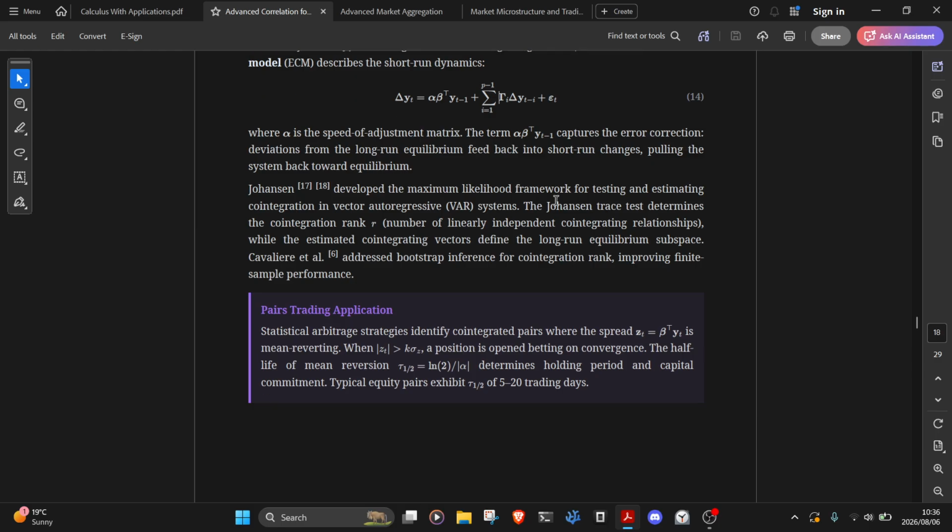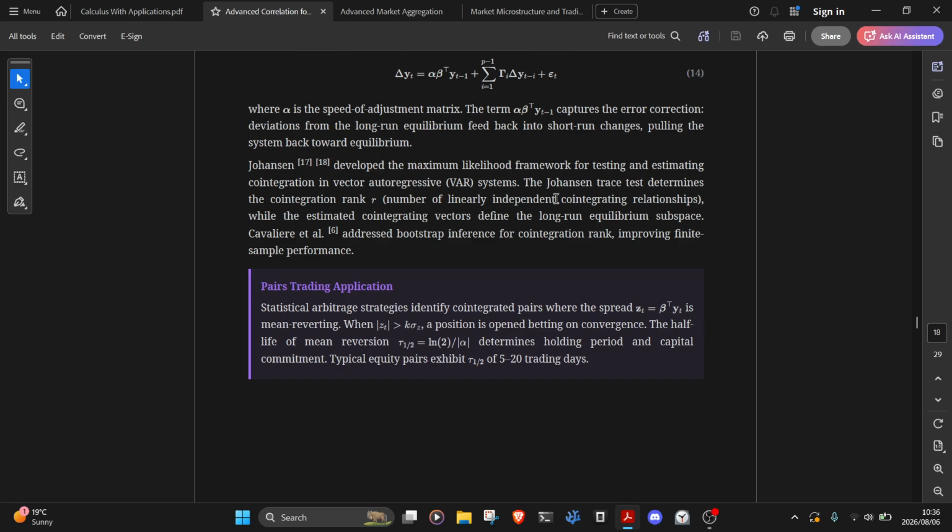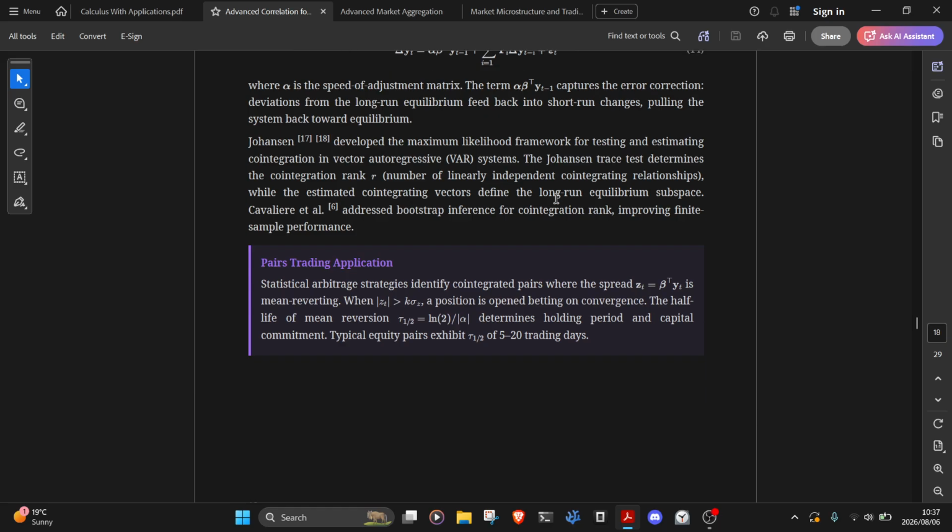Reference 17 and 18 developed the maximum likelihood framework for testing and estimating co-integration in vector autoregressive systems. The Johansen trace test determines the co-integration rank r, the number of linearly independent co-integrating relationships, while the estimated co-integrating vectors define the long-run equilibrium subspace. Reference 6 addressed bootstrap inference for co-integration rank, improving finite sample performance.